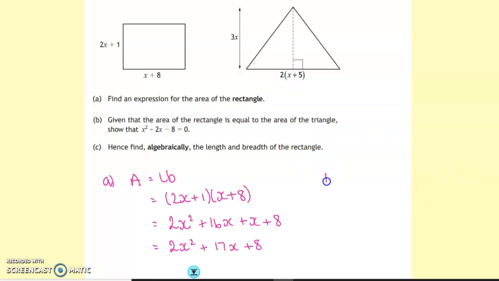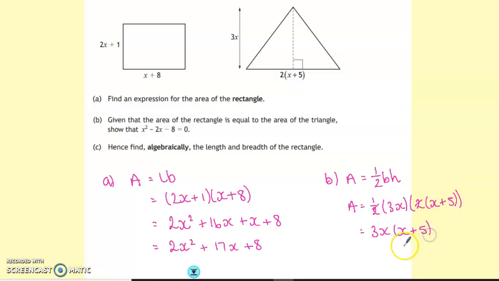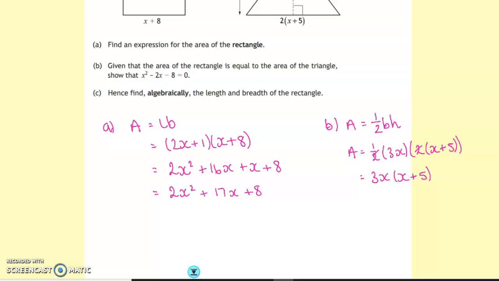Okay, part B, I'll start it up here. Area of a triangle is a half base times height, which is a half times 3x times 2 bracket x plus 5. Now my half and my 2 are going to cancel each other out. So I'm left with 3x bracket x plus 5, which is 3x squared plus 15x. So that's my area of my triangle.